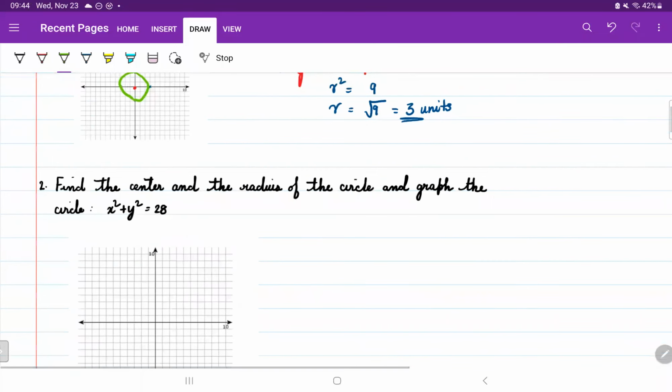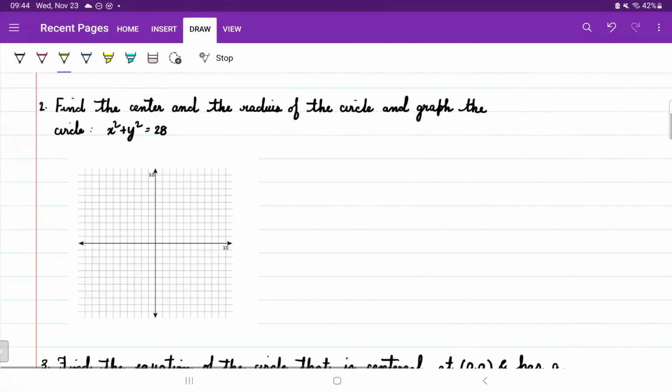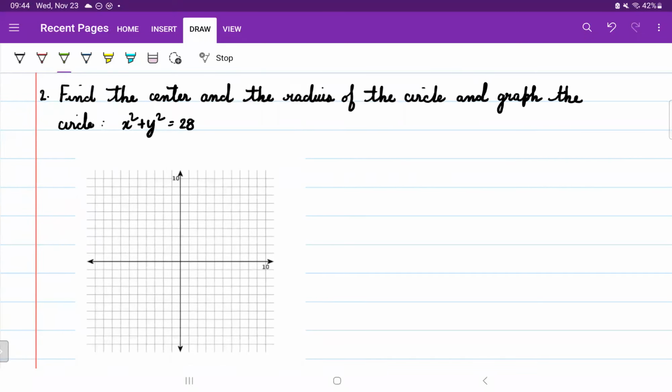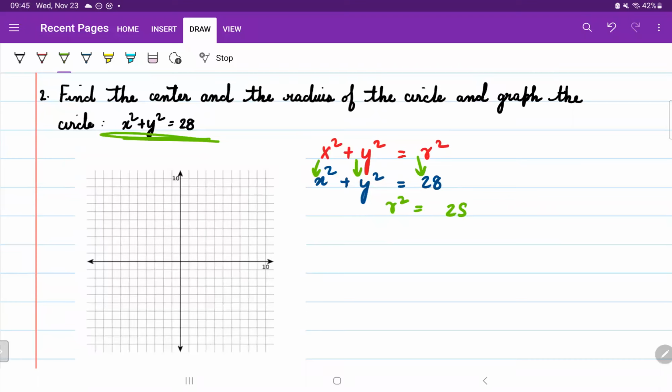Okay, let us do another one. We have find the center and radius of the circle and graph the circle x squared plus y squared equals 28. We do the same thing as last time. We first start by writing x squared plus y squared equals r squared. And under it, we write our equation here. We have x squared plus y squared equals 28. And now when you compare each of these terms here, you have x squared as x squared, y squared as y squared, and r squared as 28.